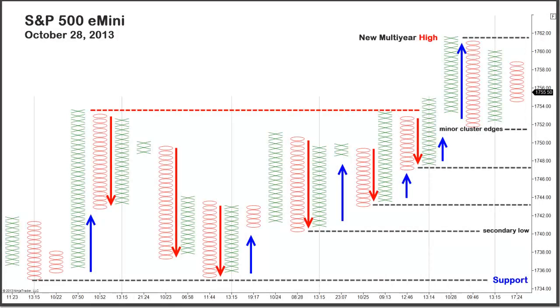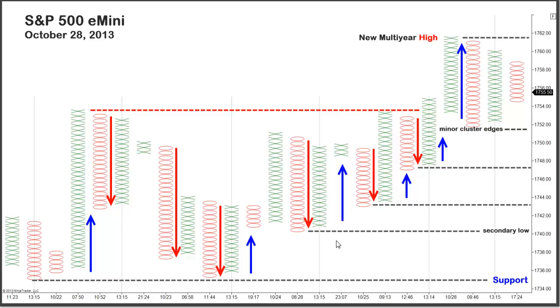1756. Coming into Tuesday's session, the minor cluster edge down at 1751 and 1752 is the weakest support level. There are several minor support levels that developed as the S&P auctioned up off of last week's low down at 1735, 1736. Last week's low remains the near-term support level, and key support is located at the prior multi-year high at 1726.